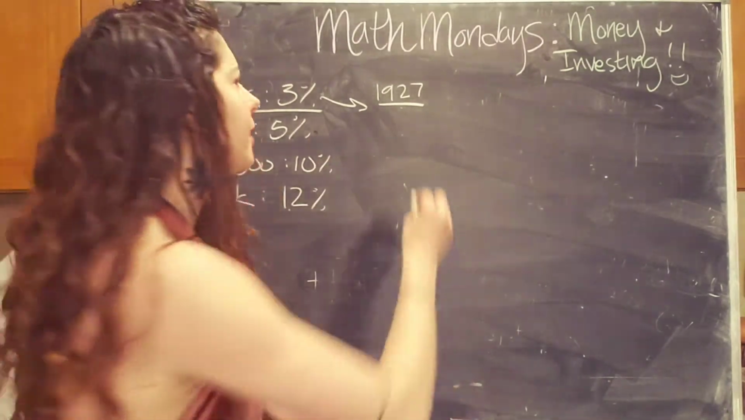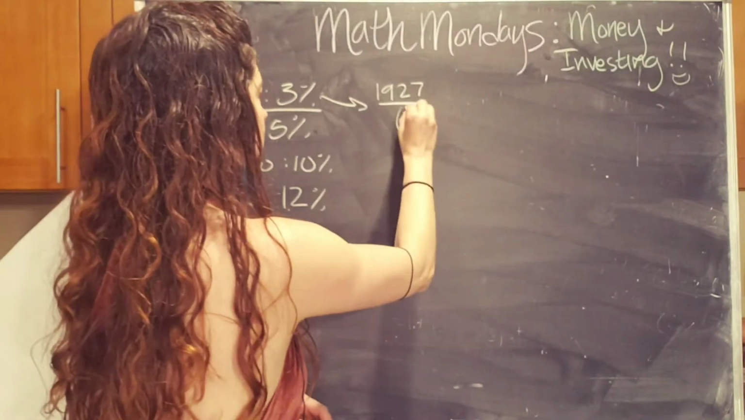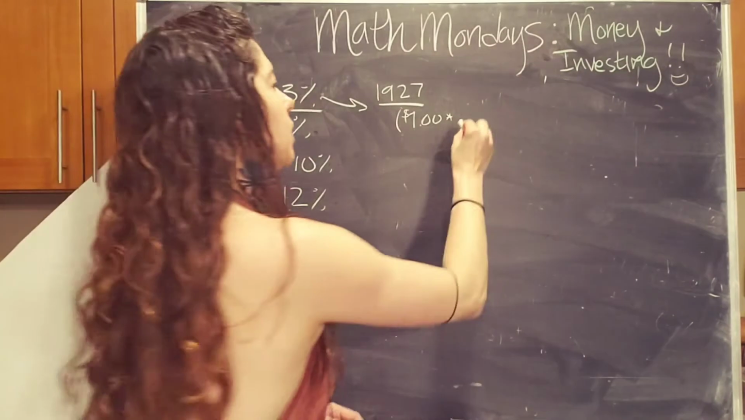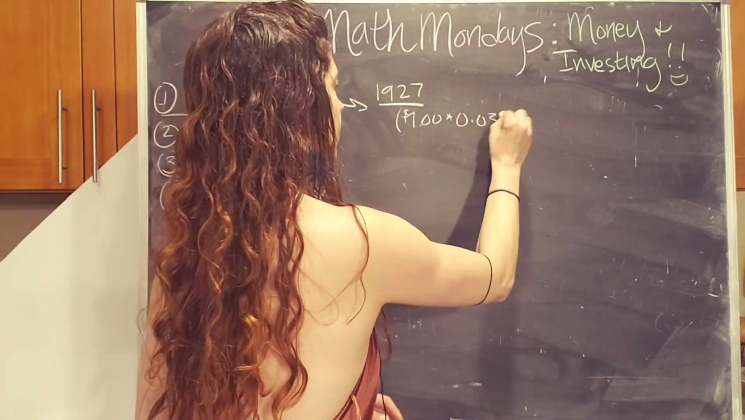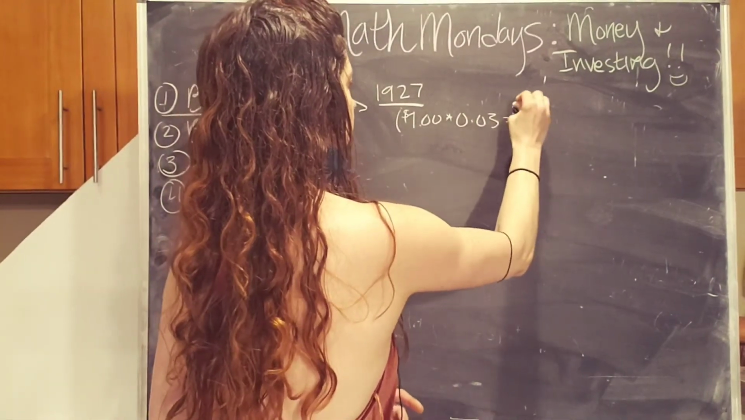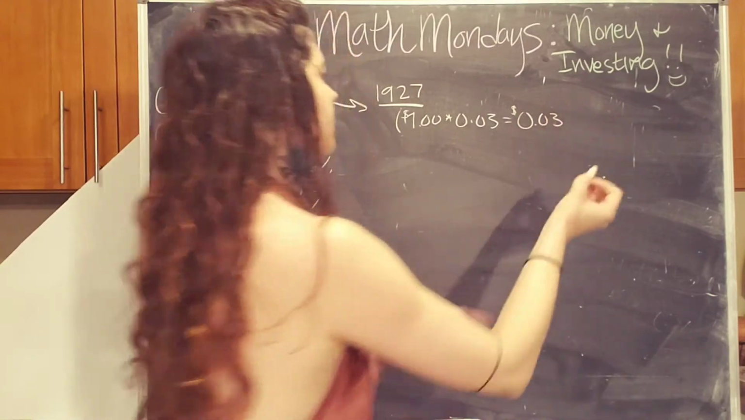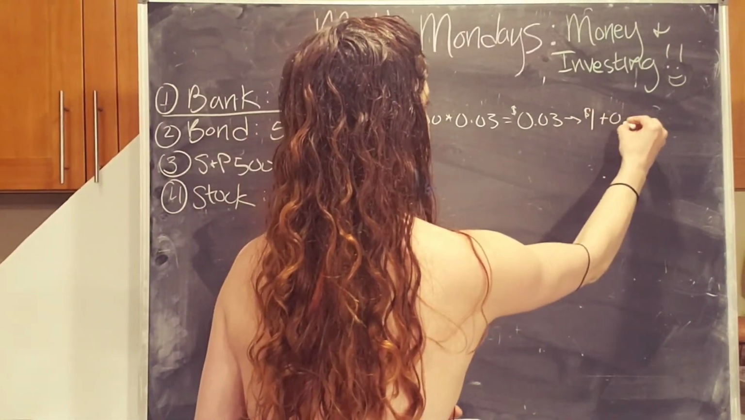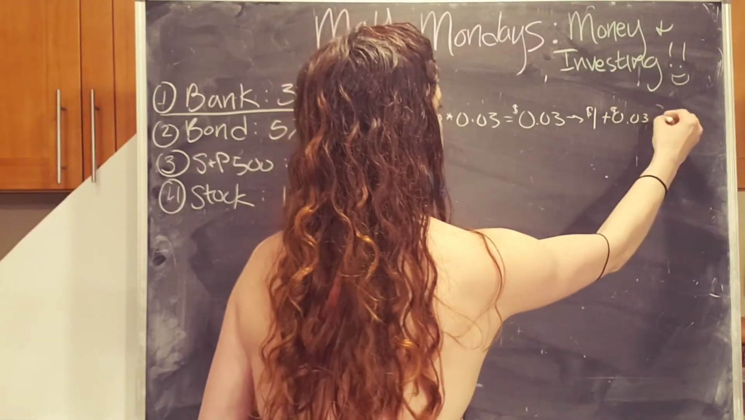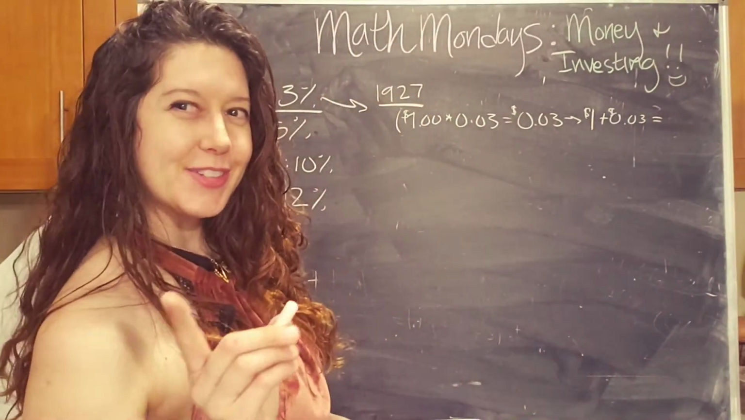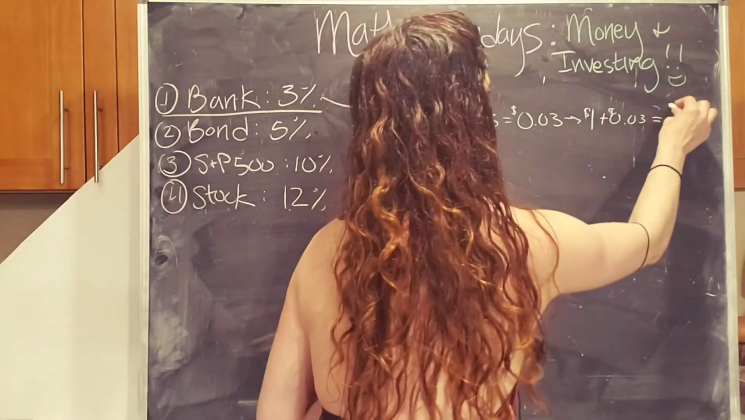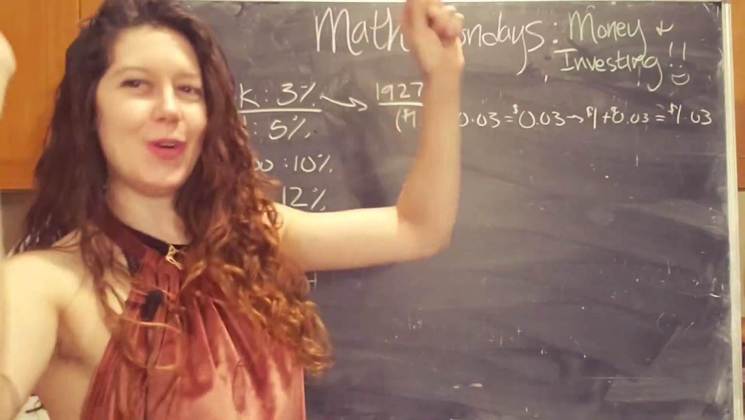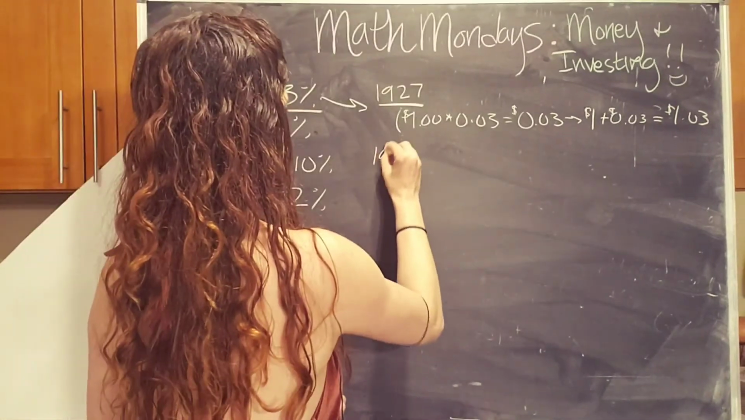Well, what is that? Well, we just multiply $1 times 3%, or 0.03, which gives us 3 cents. And then we add that to our $1 to get a bank account ending in the year 1927 of $1.03. Woohoo! All right, so what happens the next year?